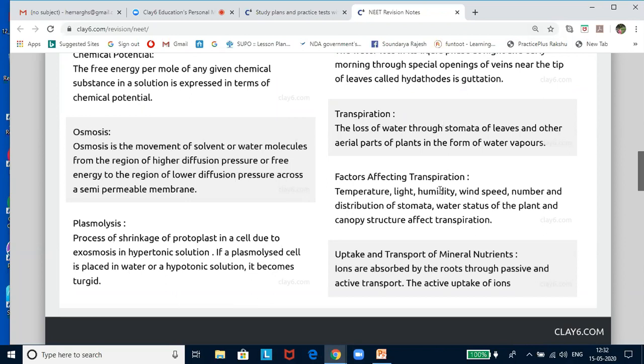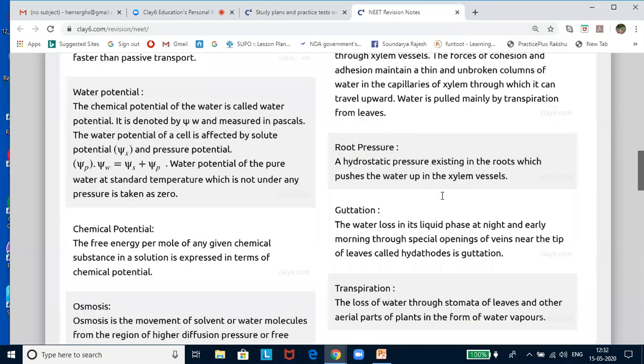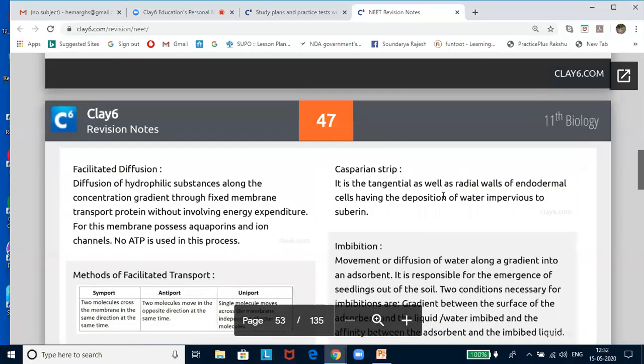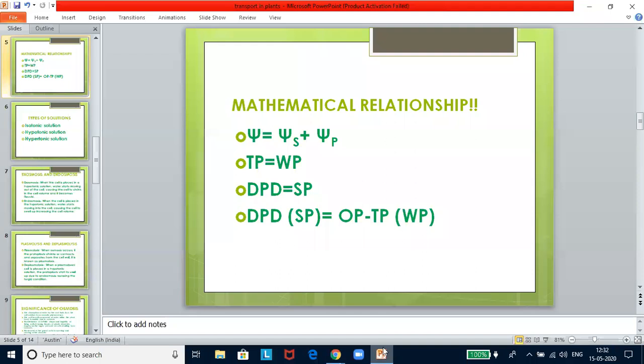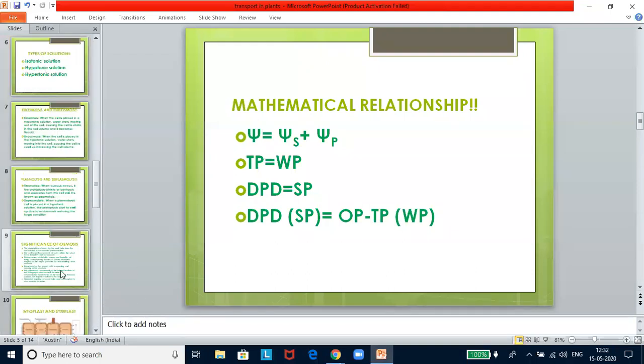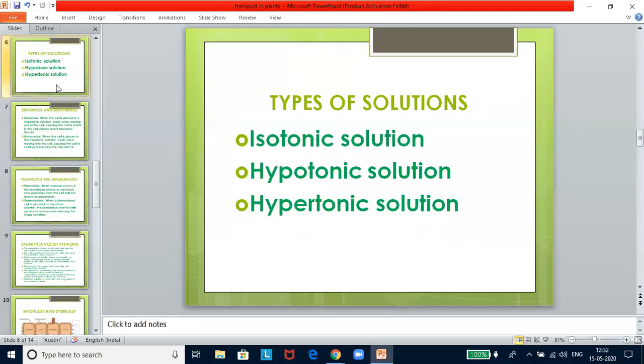Now let us look into different kinds of solutions. Isotonic, when the concentration of the outer solution, that is in which the cell is placed, is equal to the concentration of the cell sap, then you call such a solution an isotonic solution.